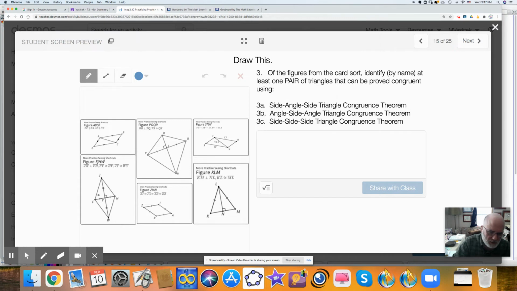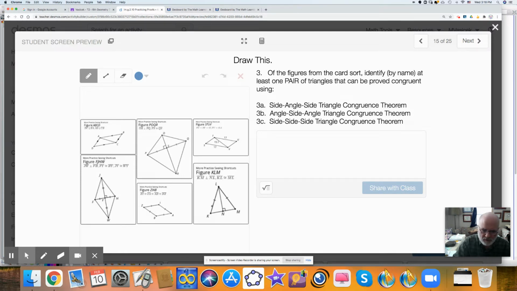Well, let's just look at this one here. I have FYJ and HYJ, and I've got a side, an angle, and a side. I could use the side, angle, side in this triangle to prove these are congruent. Here I've got four sides that are congruent, and if I were to draw this side down the middle, it is congruent to itself. So by the side, side, side triangle congruence theorem, I could prove these two are congruent.